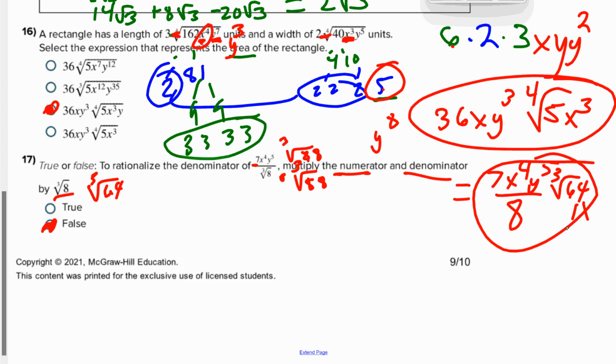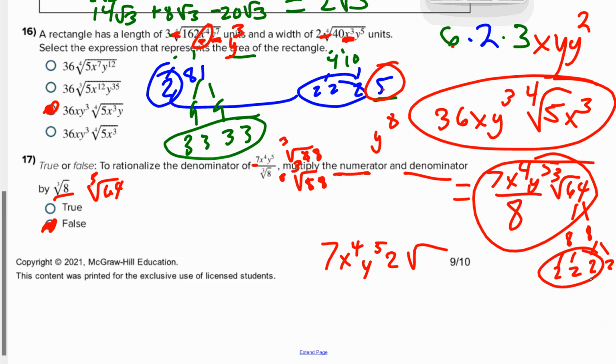You could even break the 64 down to 8 and 8, right? We already know. And then 2, 2, 2, 2. So really I could take out a 2. So if I pulled out that 2, it'd be like 7x to the 4th, y to the 3rd, y to the 5th, and a 2 as well, right? And then this lonely 2 would stay in there. But then I could break down that 2 and cancel with this 4. So that's how it's simplified, right?